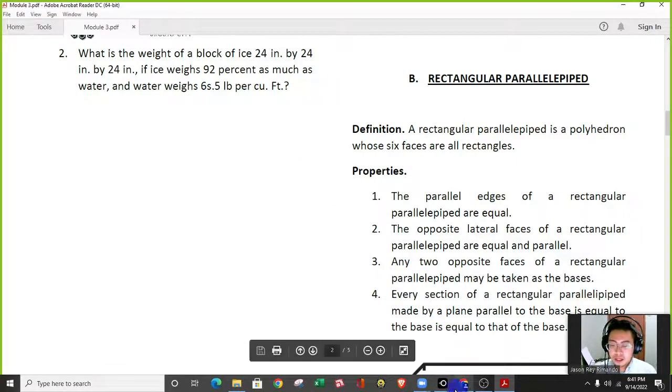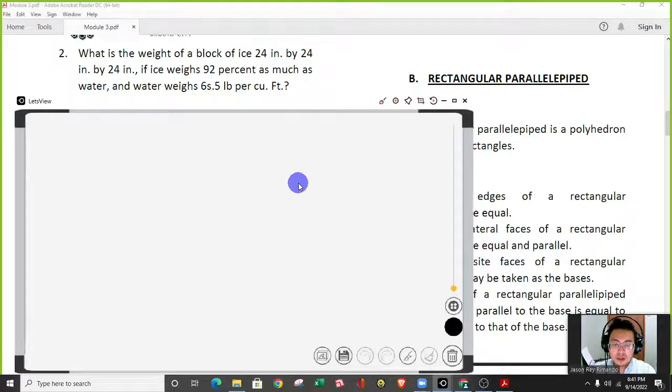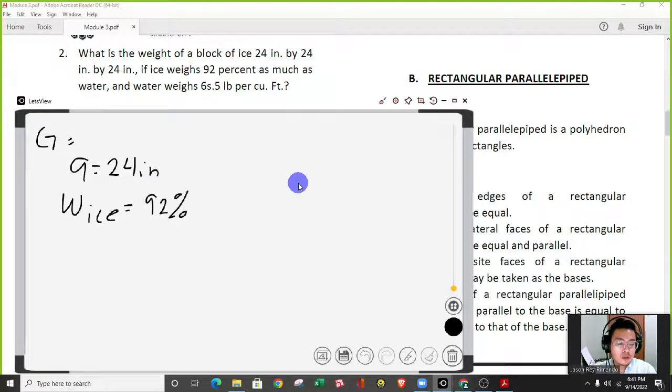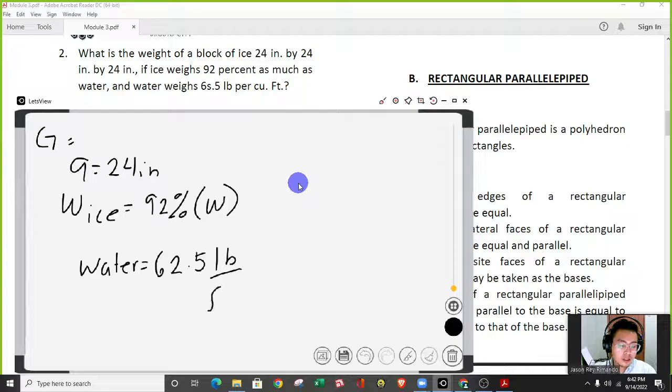Okay? So, what are your given? Okay, you have your side is 24 inch. Then, weight of ice is 92% of the weight of your water. Okay? What is the weight of water? You have 62.5 pounds per cubic feet. Okay? So, anong gagawin natin?